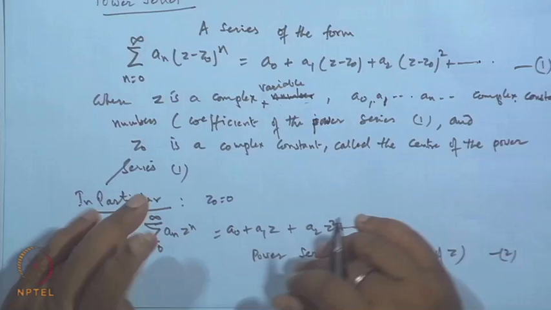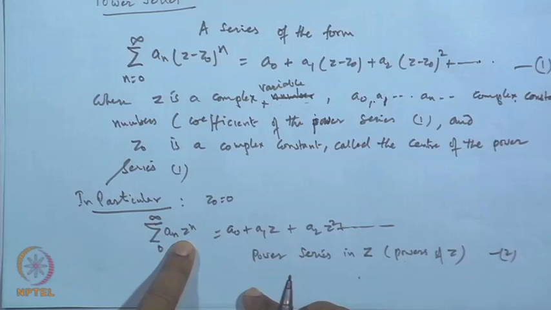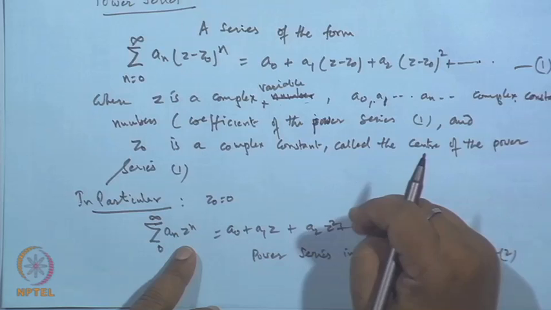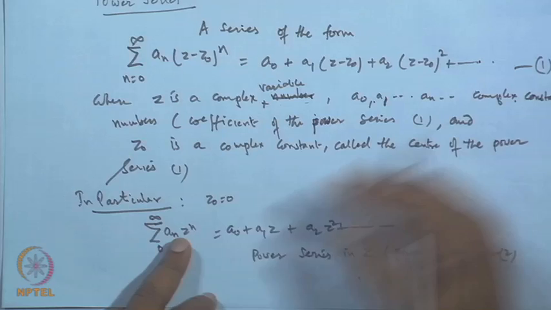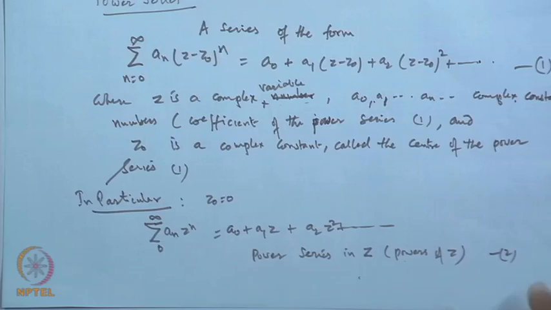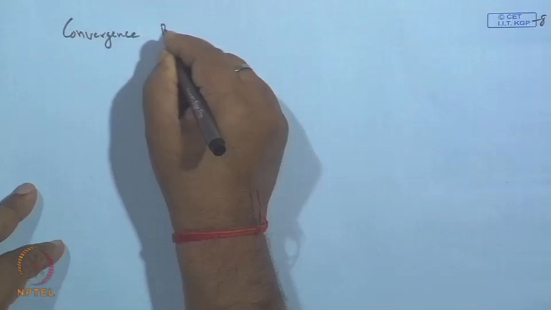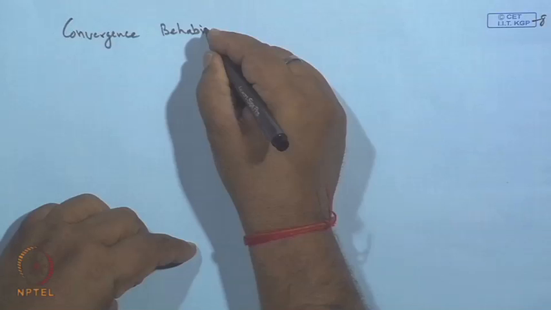But in the case of the power series of complex numbers, we have a very peculiar thing: if a series converges, then it will converge at every point inside the disk with center z naught and diverges outside. So, we have to identify the region of convergence where the series is convergent or whether it diverges. So, let us see the convergence behavior of power series.